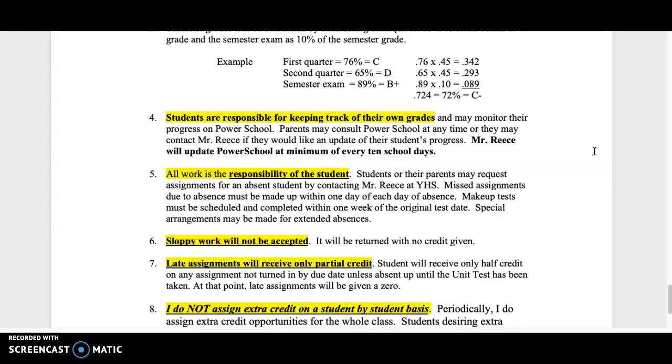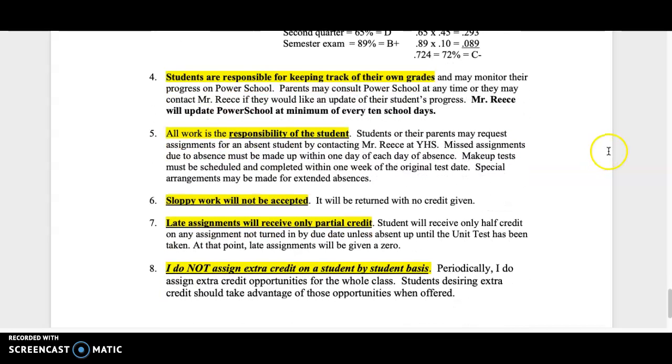Anything that is late only receives half credit, and I will only take late work up until we take the test for that particular unit. Okay. I do not assign extra credit on a student-by-student basis. I do offer extra credit for the entire class throughout the 9 weeks or grading period. Just take advantage of when it is offered at those times.